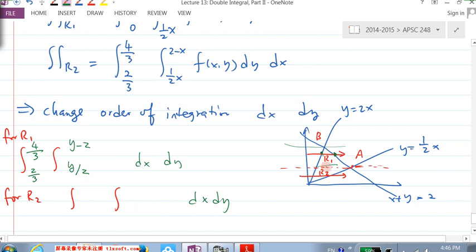For R2, this bottom one here, x goes from y over 2 up to here, 2y, and y goes from 0 to 2 over 3. Then 2 minus y. Oh yes, 2 minus y. Good, thank you. Is that the same? Yeah.